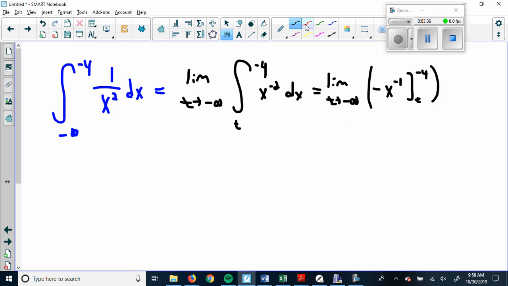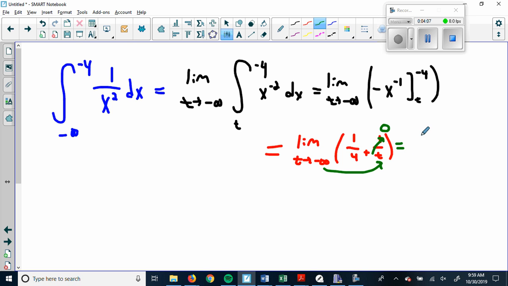So when we plug that in, this is the limit as t approaches negative infinity of 1/4 minus, I bet it becomes plus, 1 over t. Now, as t goes to infinity, this goes to 0, and so we would say that integral equals 1/4. So the area right here equals 1/4.